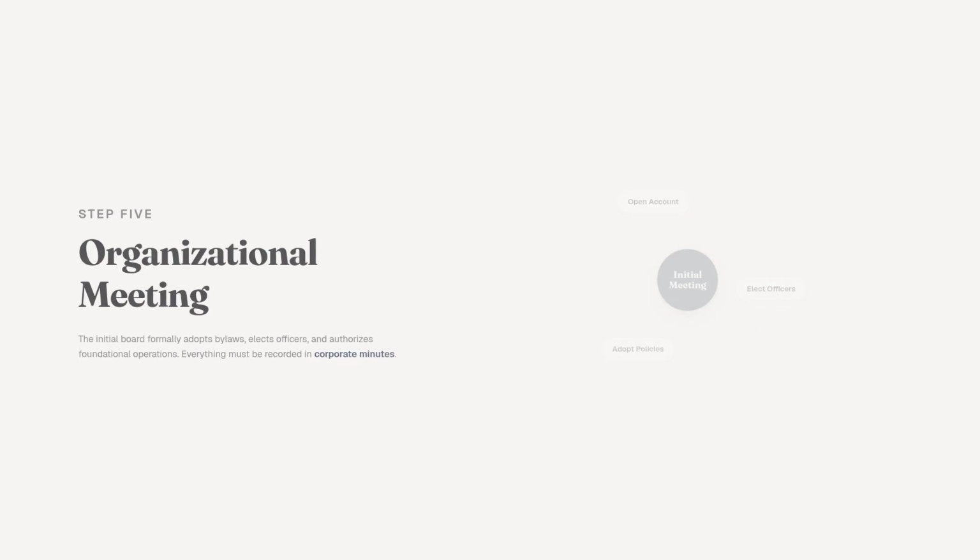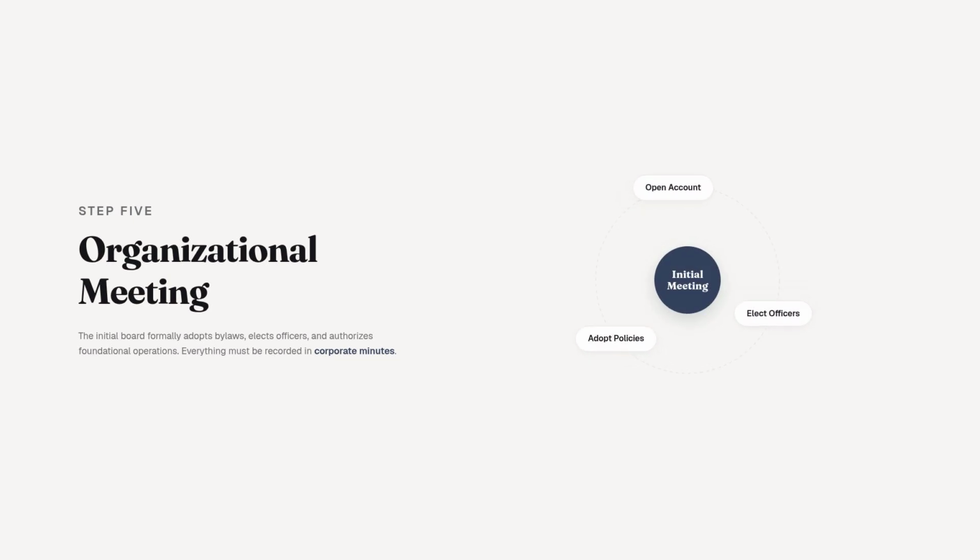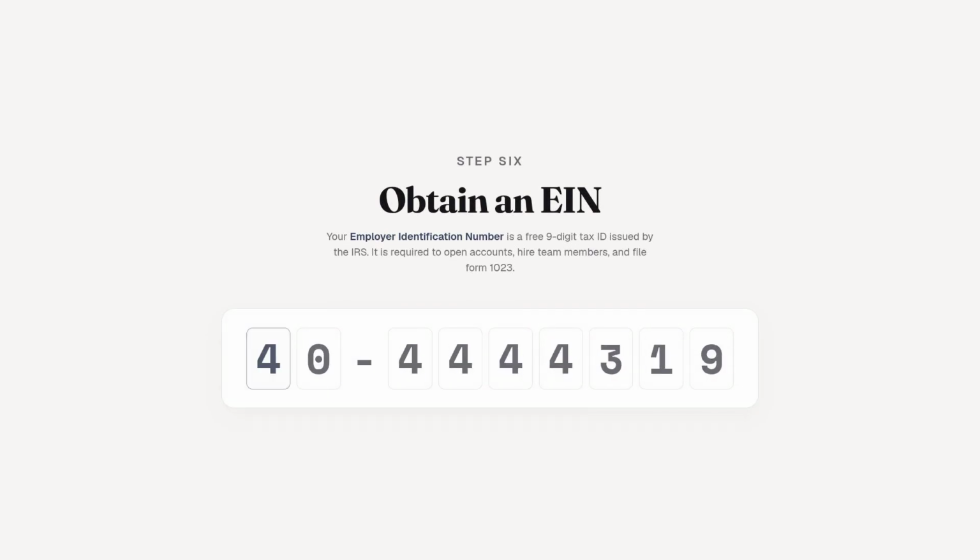They should be comprehensive and consistent with state nonprofit corporation law. Step 5. Hold an organizational meeting. The initial board meeting adopts the bylaws, elects officers, and establishes foundational policies: conflict of interest policy, document retention policy, financial controls.